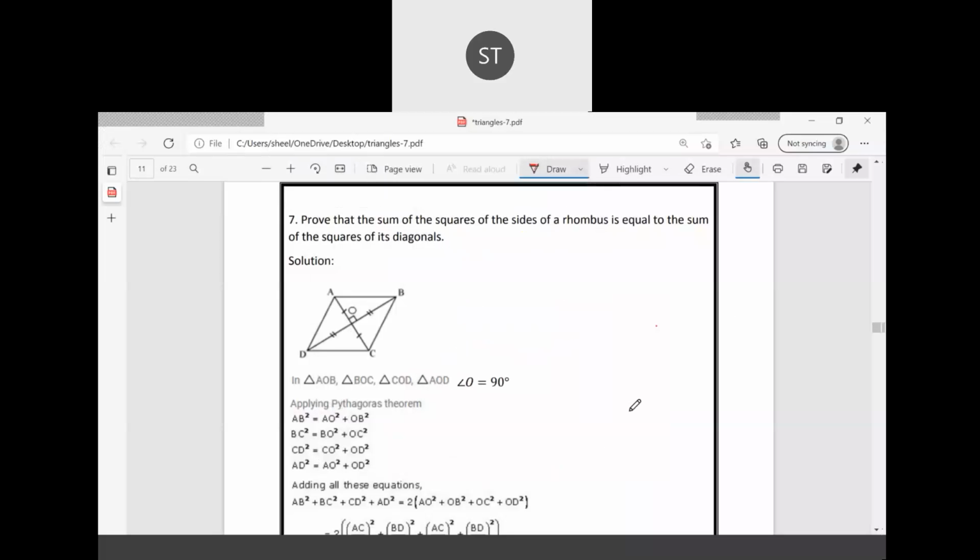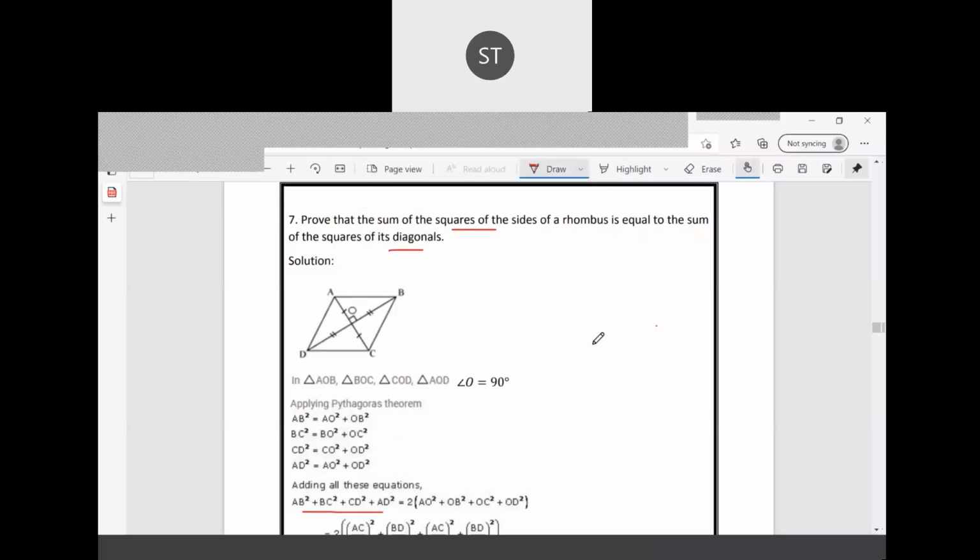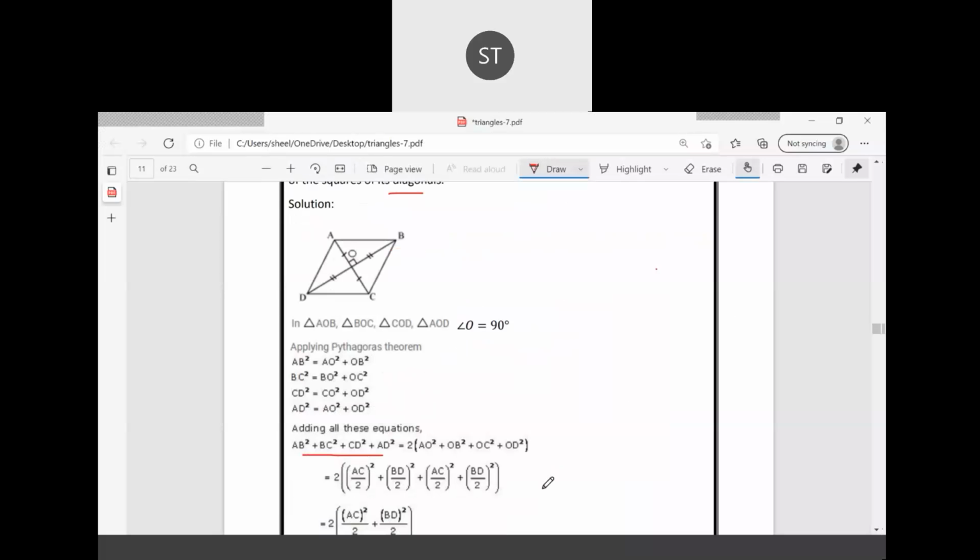AB, BC, CD, AD. So squares of the sides means we should get AB square plus BC square plus CD square plus AD square, which is equal to the squares of its diagonals. What are the diagonals? The diagonals are AC and BD. So we should get AC square plus BD square.